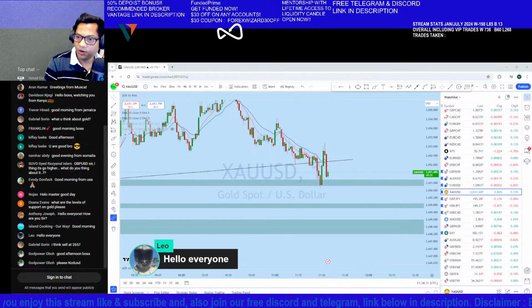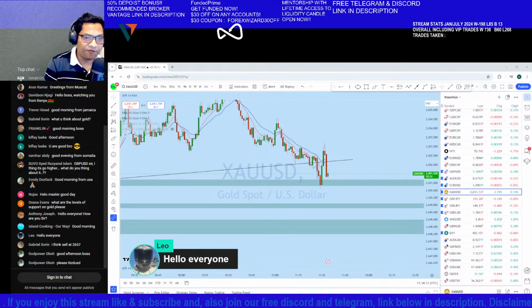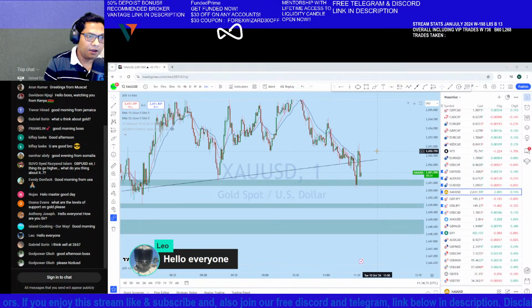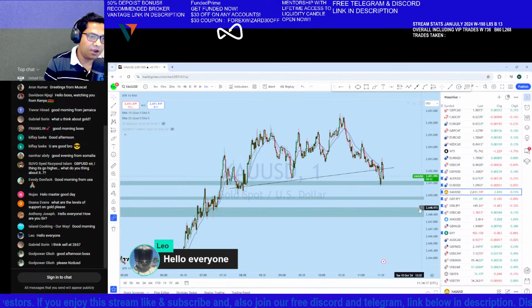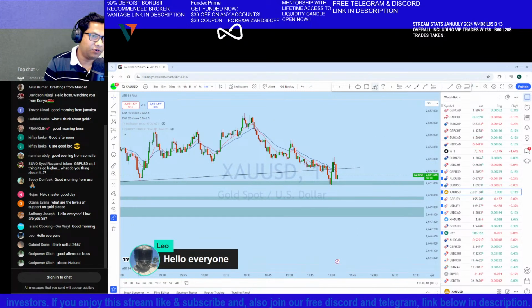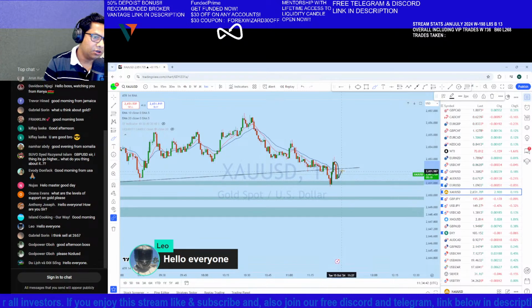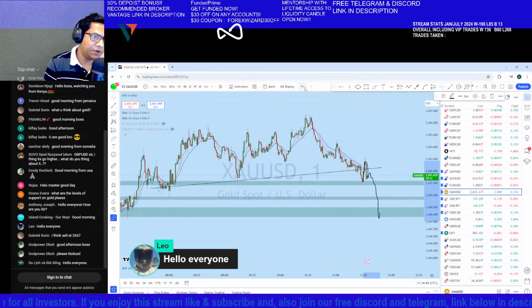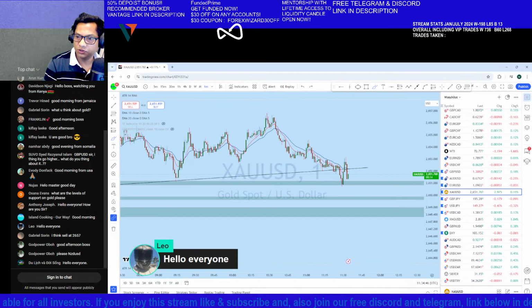I think it's still set at 2657. We see another rejection. If you look at this 1 minute chart, we might see further deepening in this market before it drops.